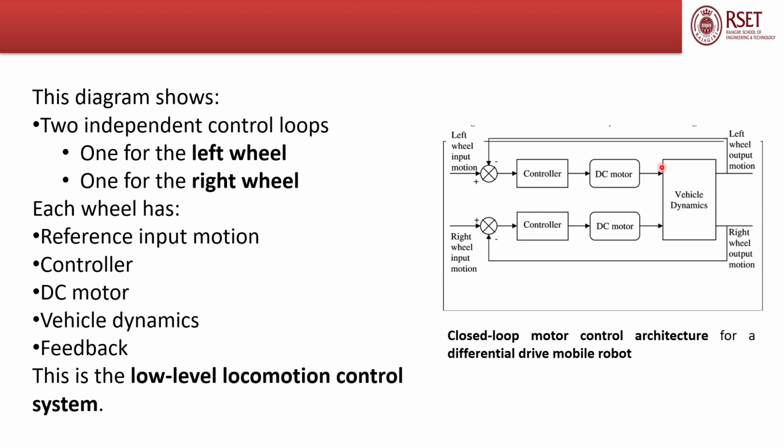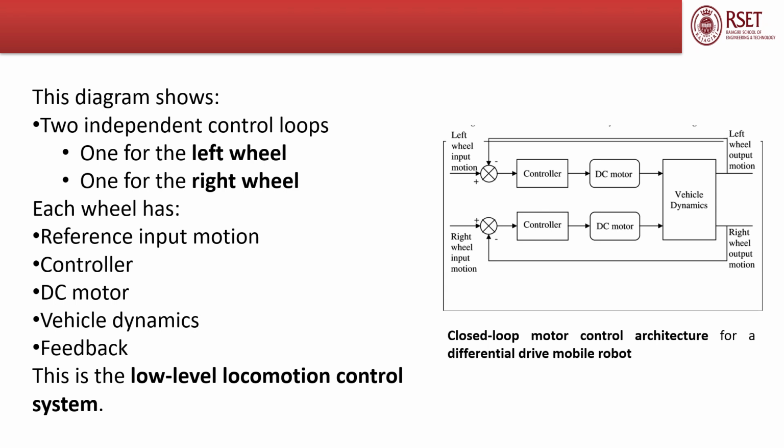Each loop contains a reference input, a controller, a motor with the mechanical system, and a feedback sensor. The controller continuously compares the desired wheel speed with the actual wheel speed. If there is any mismatch, corrective action is taken immediately. This continuous correction makes it a closed loop control system.